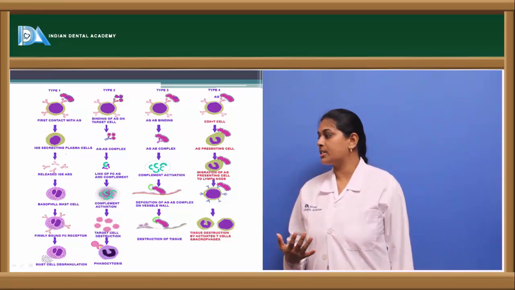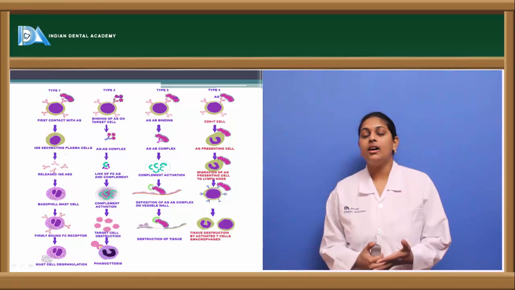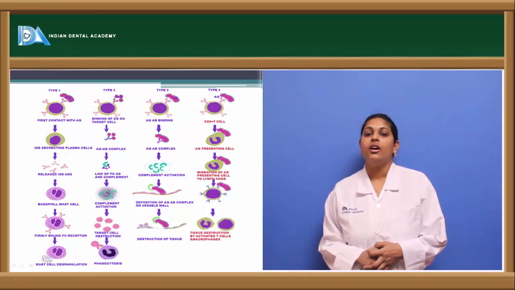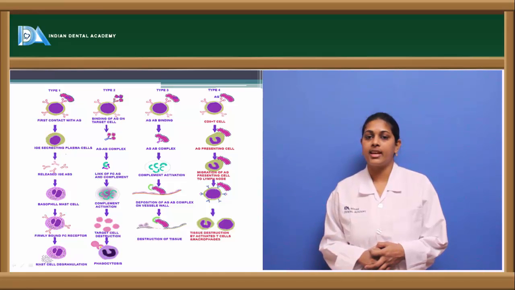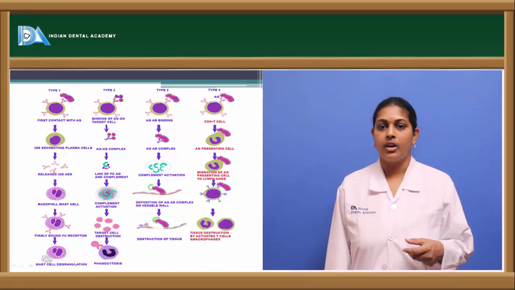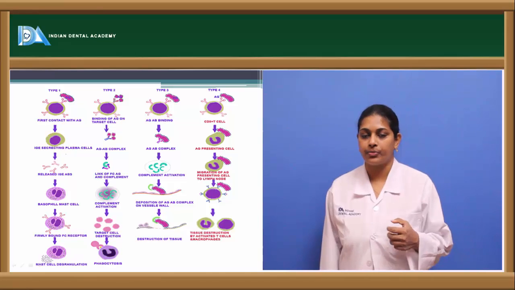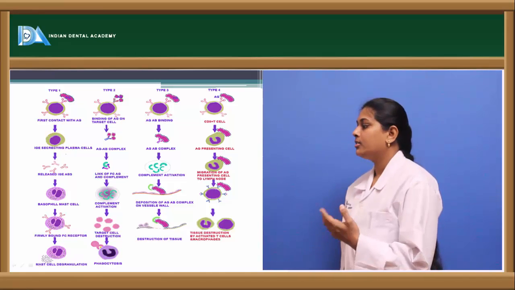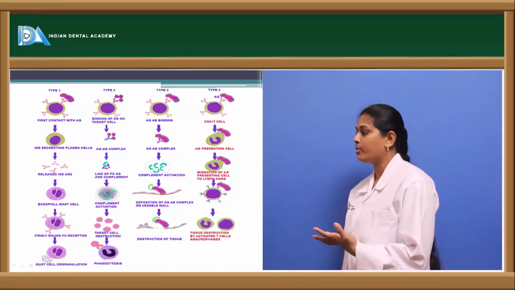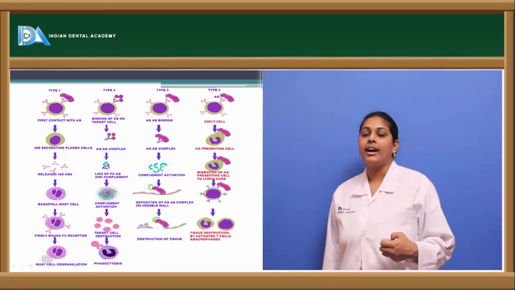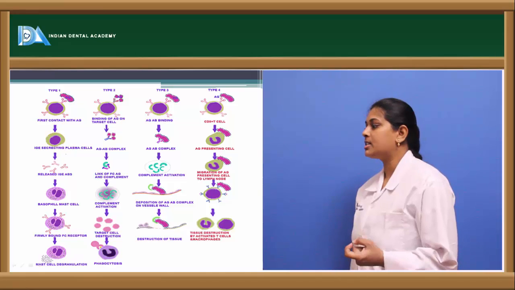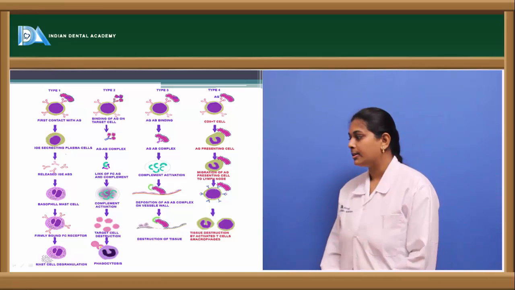Coming to the type 4 hypersensitivity reaction, once the antigen binds to the specific target cell, then there is activation of the T suppressor cells, that is the CD8 plus cells, which act as antigen presenting cells. There is activation of these cells in cases of type 4 hypersensitivity reaction. This is what the picture shows: they engulf the antigen and act as antigen presenting cells by the activation of CD8 plus T cells, that is the T suppressor cells.